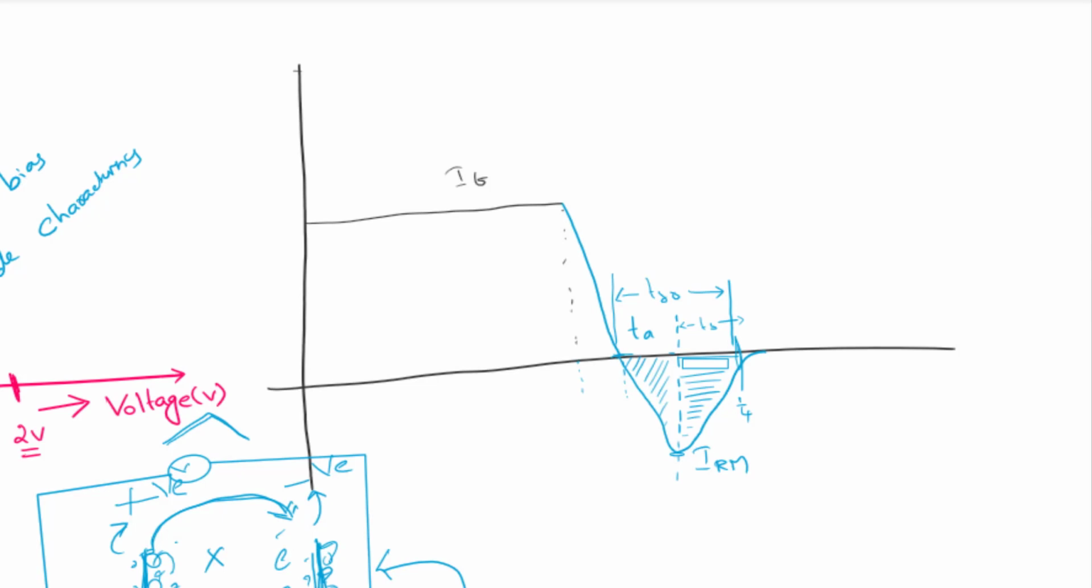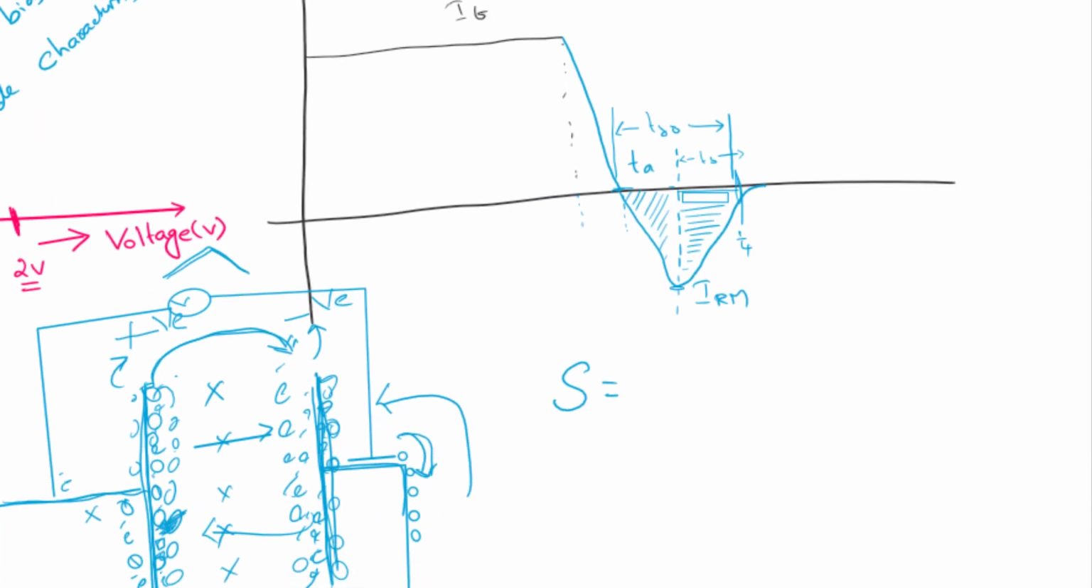Now you observe carefully. Why should we go for this TA and TB? Because TA and TB define the softness factor, or S factor, of a device. The softness factor can be defined as the ratio of TB to TA. So what does this indicate? This factor is the measure of voltage transients that occur during the time the diode recovers.